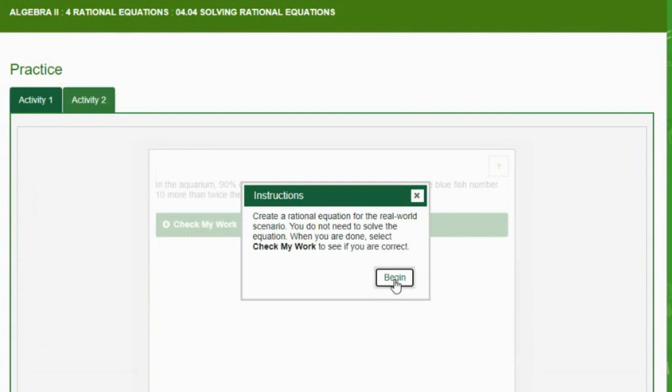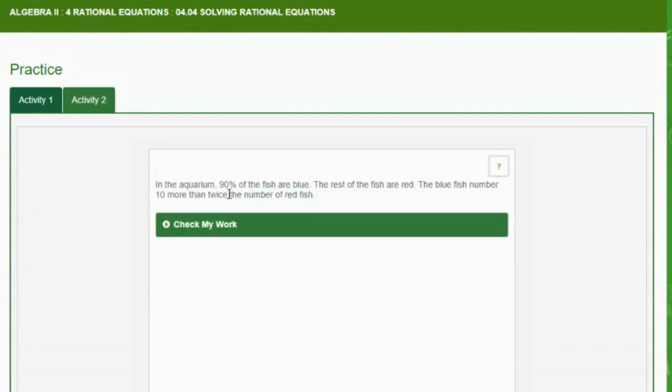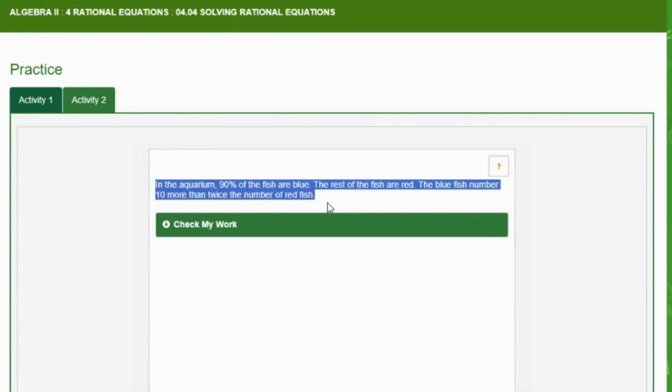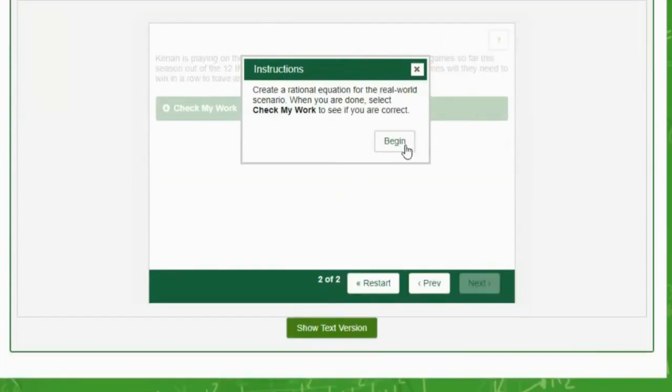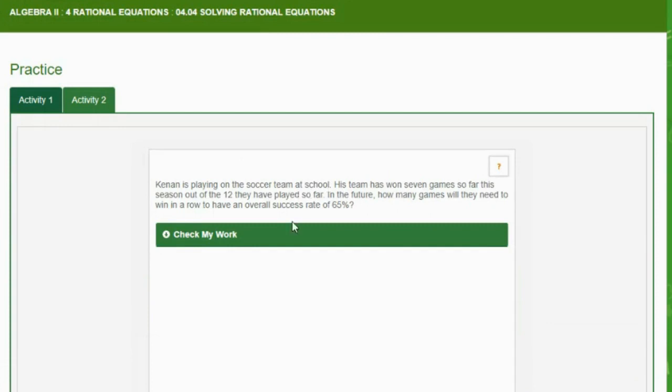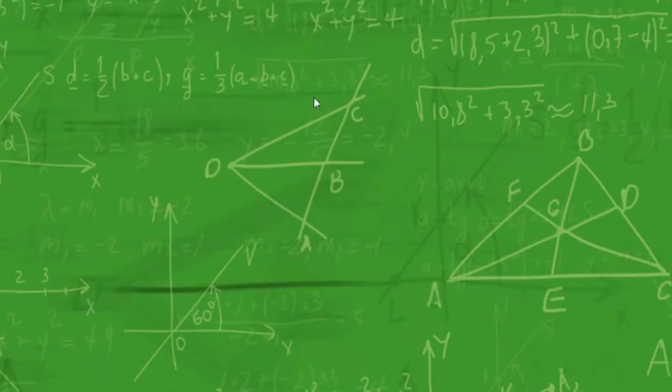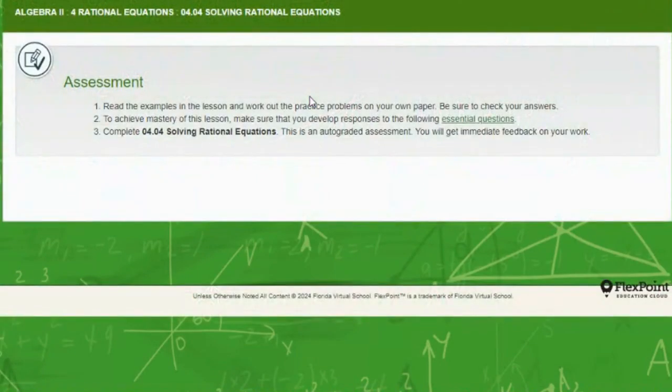There's a second there. Create a rational expression. In the aquarium, 90% of the fish are blue. The rest are red. The blue are 10 more than twice the number of red. Can you set up an equation to solve? That's the tricky part, setting up the equation. There's the equation. And there's 2 of those for you to try. And there's the equation. All right. That's the last, because page 4 just says, read the lesson, do the essential questions.